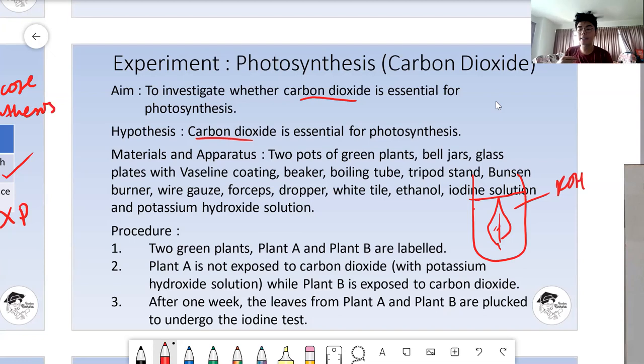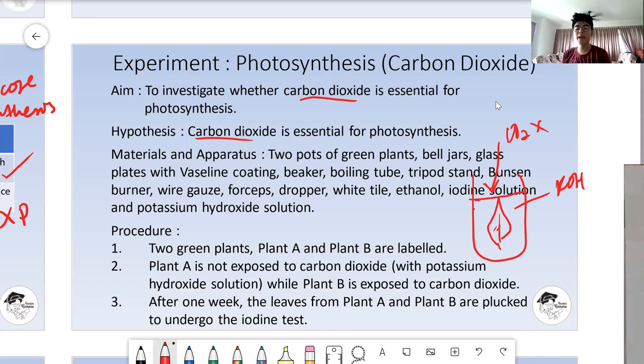When you are putting the leaf into the potassium hydroxide solution, it will block the carbon dioxide. Carbon dioxide cannot go in. So you are blocking the carbon dioxide from going in, but plant B, you are exposing to carbon dioxide. Plant A, you put in the potassium hydroxide solution. Plant B, you put outside.